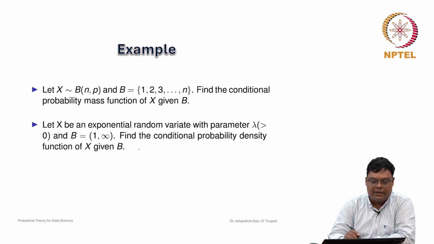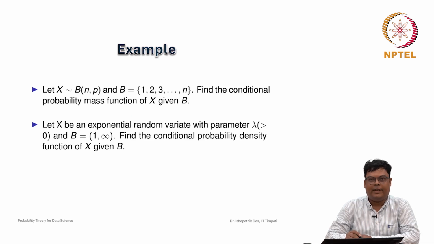Now, next we will discuss the conditional probability mass function for this example: whenever X is binomial distributed with parameters n and p, and B is the event, find the conditional probability mass function of X given B. Next we will discuss the conditional probability mass function on an example, for a given event B.